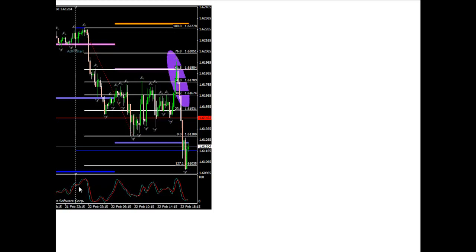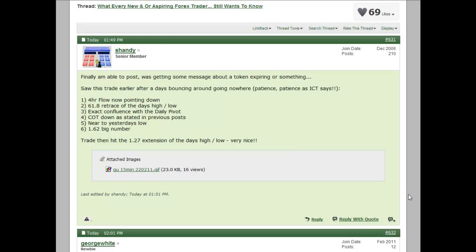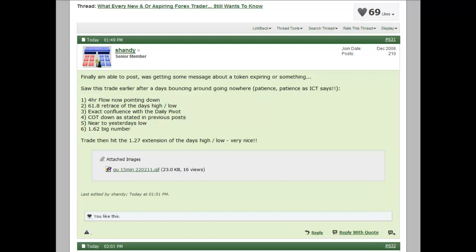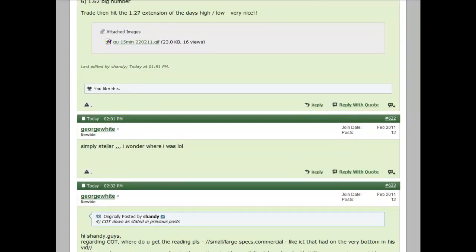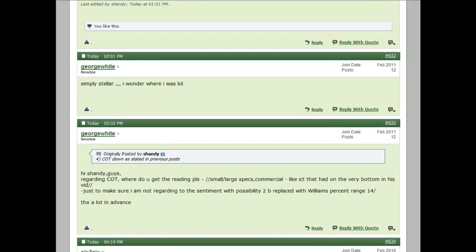If you're going to use the stochastics, my advice is to take off the 8-3-3 and change it to at least a 10 or 14-3-3, just for smoothing's sake. So yes, I definitely like that. Awesome trade, good trading there. I agree, George, that was an awesome trade, stellar.